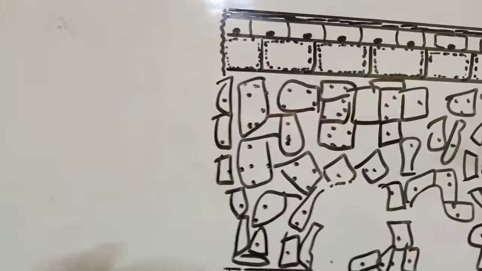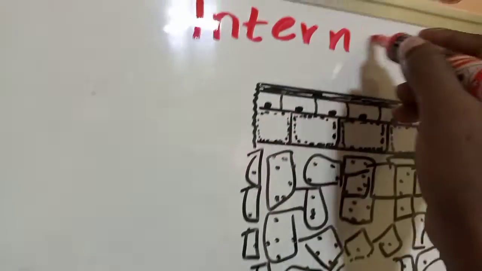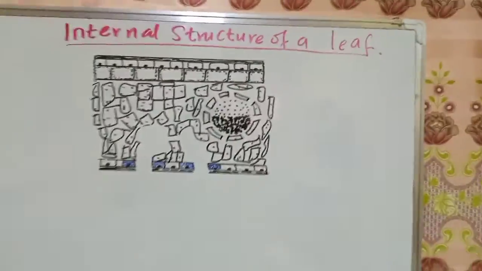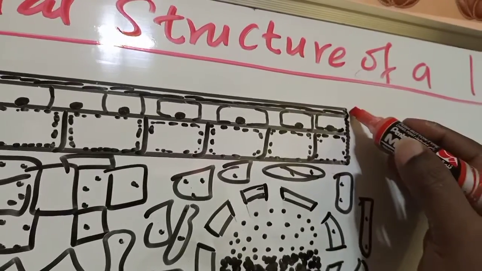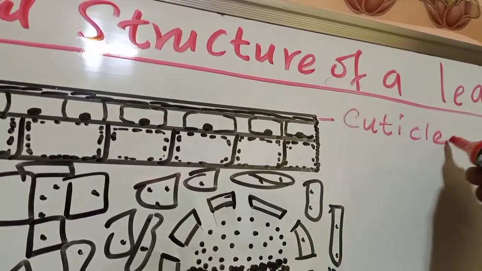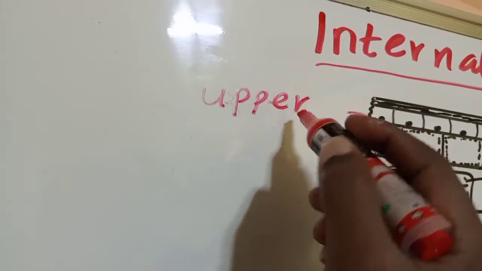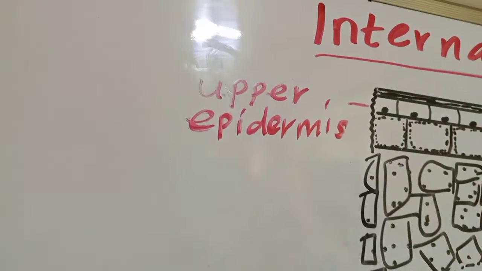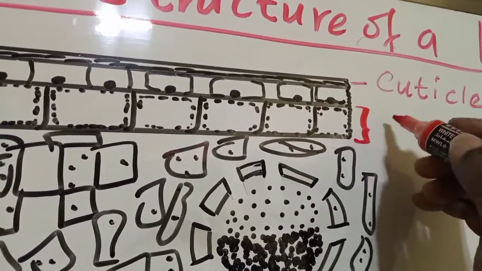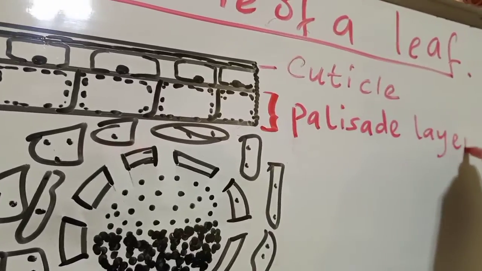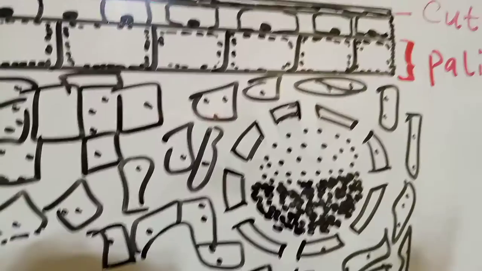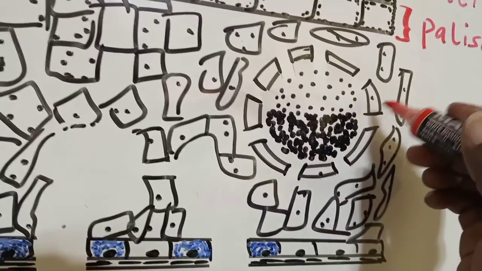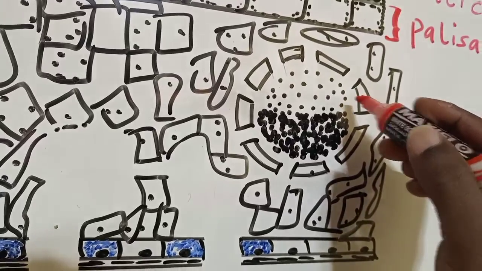This is the internal structure of a leaf. It's called palisade layer. Then this part is what we call vascular bundle, and the vascular bundle is made up of two parts.